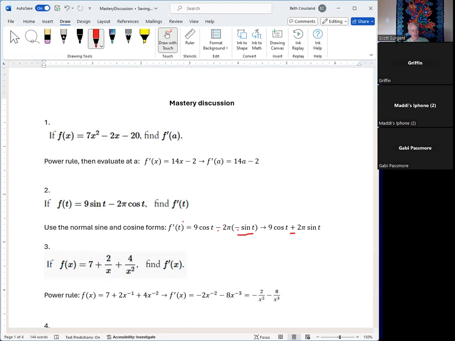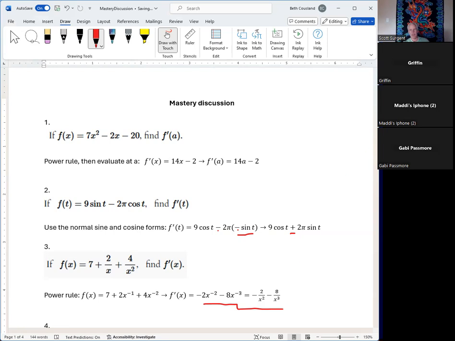For number 3, the function is 7 plus 2 over x plus 4 over x squared. I rewrote it so that the x's were brought up, so they have negative powers. Then you take the derivative, the 7 just goes away. Bring down the negative 1, get negative 2 times x to the negative 2. Here you get negative 8 times x to the negative 3. And then all I did was just rewrite it so it looked prettier. Both answers should have been acceptable. The first case is just correct. The second case is a little cleaner.